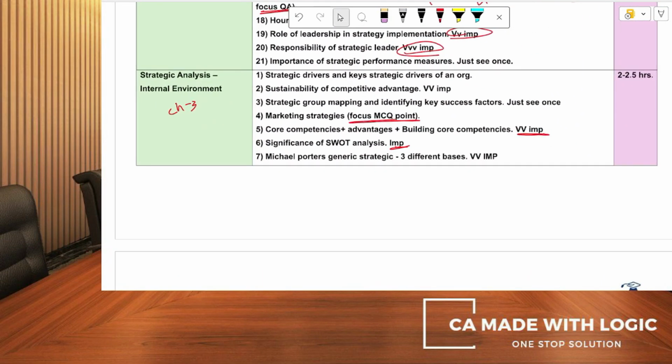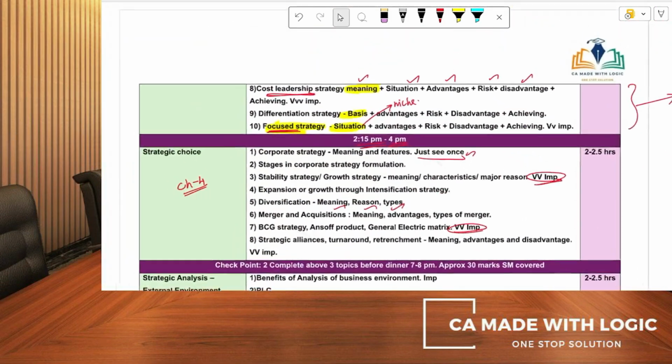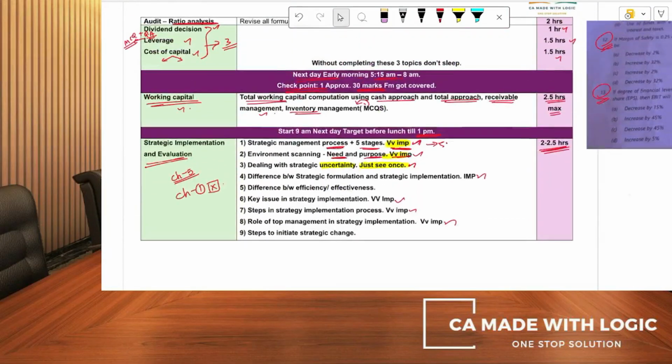Then comes chapter number 3. I have written it over here: what all things are important, what all things you need to focus on from the MCQ point of view alone, or what all things you need to focus on from both points of view. Okay, I have written it very clearly. Then, you need to complete these two chapters before your lunch. You have approximately 4 hours.